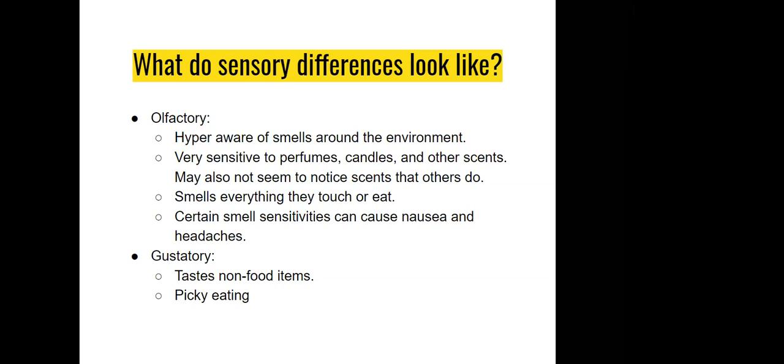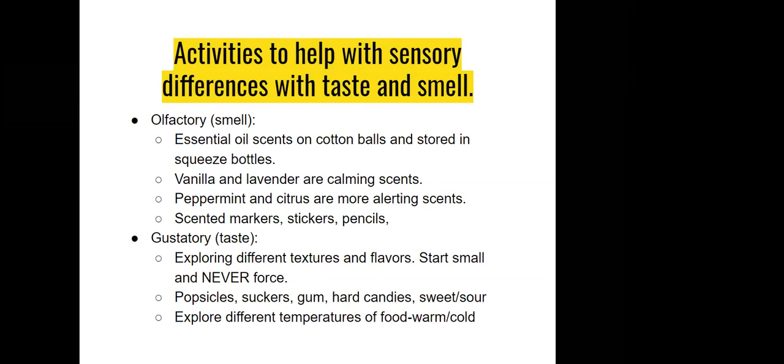So activities to help with sensory differences in smell: essential oil scents on cotton balls. You could put them in little squeeze bottles and they could have those at their desk and just squeeze and smell. Vanilla and lavender are usually calming scents. Peppermint and citrus are alerting. There are all sorts of scented markers, pencils, and stickers out there. If you have a kiddo who is motivated by these types of things or just needs that sensory input, have those available for him or her.